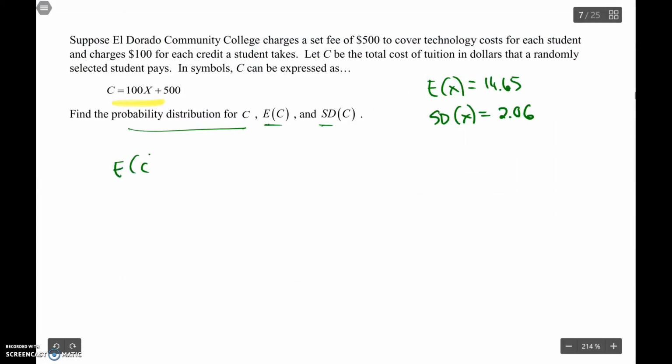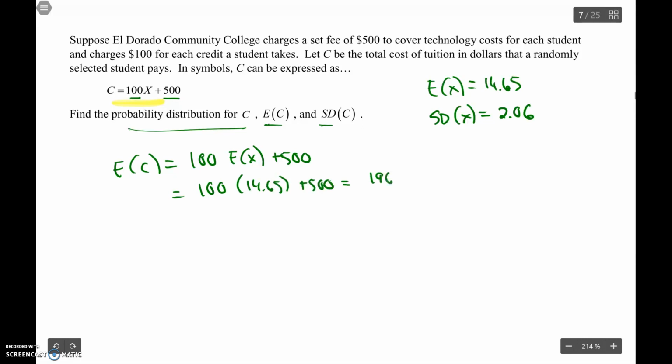Well, the mean of C is exactly what you'd expect. If you multiply by 100 and add 500, then you just take the original mean, multiply by 100 and add 500 to it. That's 100 times 14.65 plus 500, which is $1965. That's the average tuition.